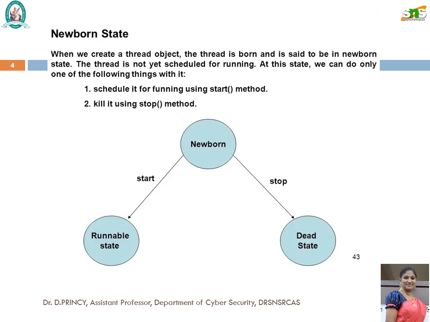Newborn state. When we create a thread object, the thread is born and it is said to be in the newborn state. At this stage, we can do only one of the following things. Either we can schedule it for running using the start method or we can kill it using the stop method. From newborn state, it can move to the runnable state or dead state using the start and stop methods.